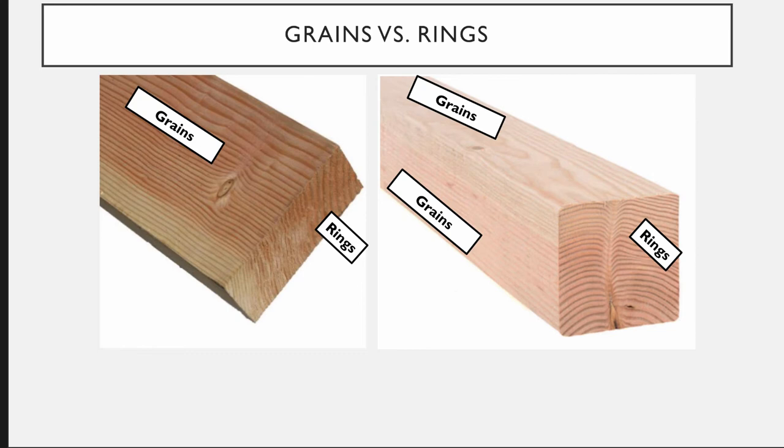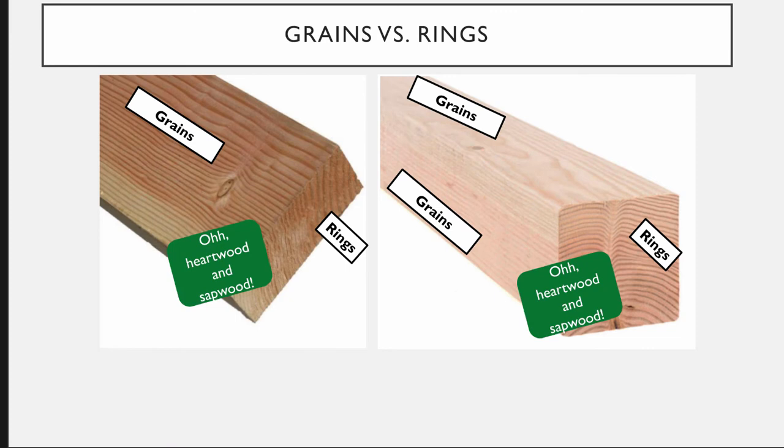And the reason that we're seeing different grain patterns on the top and the left side of the 4x4 is our orientation to the rings. So on the top, our rings are almost parallel to the side of the 4x4, and so we're seeing what's called face grain. On the right, our rings are perpendicular to the edge of the board, just like they are on our 2x4, and so we see what are called end grains.